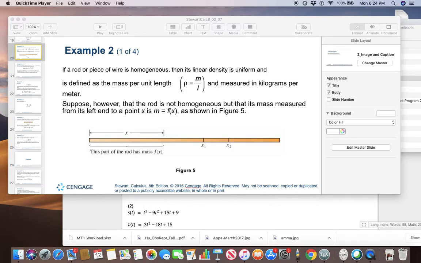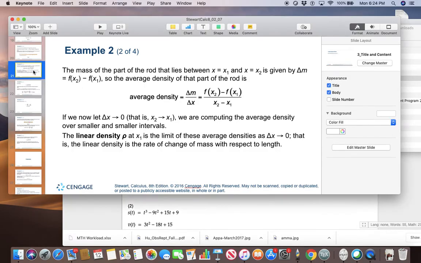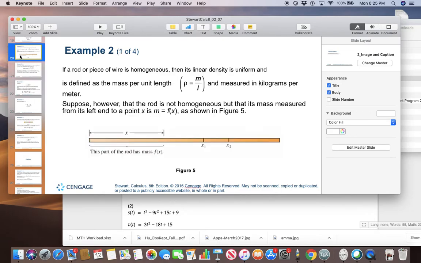Suppose, however, that the rod is not homogeneous, but that its mass measured from the left end point to x is f(x). So you have a function which gives you the mass for varying length of the wire or rod. Then the mass of the part of the rod that lies between x equals x1 and x equals x2 is given by delta m, that is f(x2) minus f(x1). So the average density is delta m over delta x, f(x2) minus f(x1) over x2 minus x1.